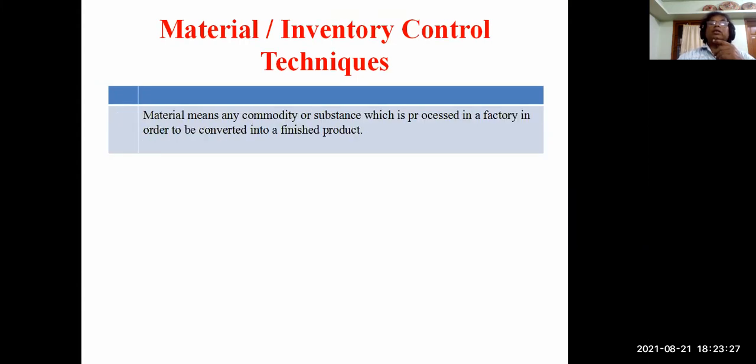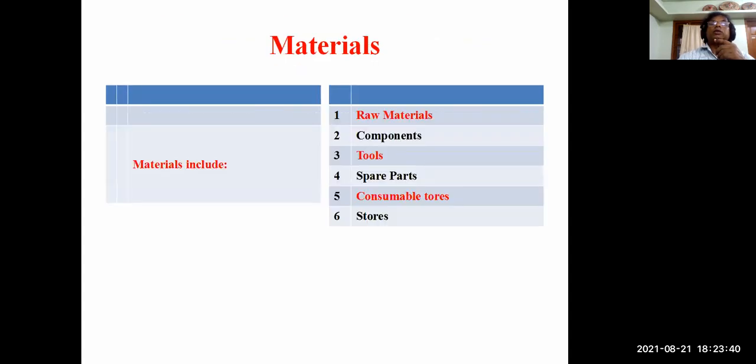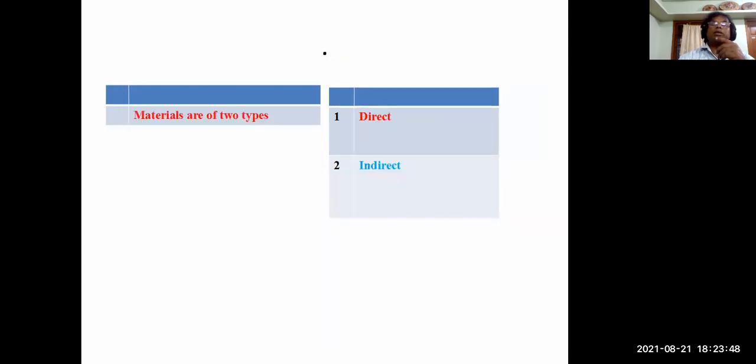And what is material? I told you material is some commodity which is going to be converted into a finished product in the factory. So that is raw material. And inventory includes both raw material and finished products. These are the materials I told you: raw material, component, tools, spare parts, etc. And materials may be direct material and indirect material.